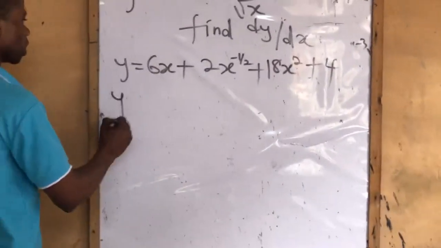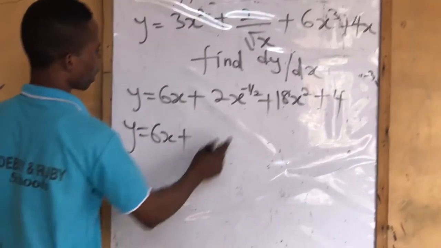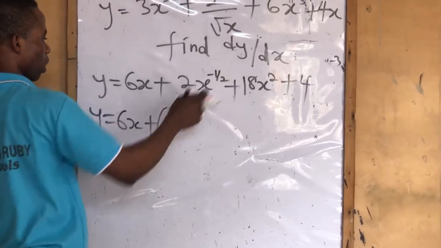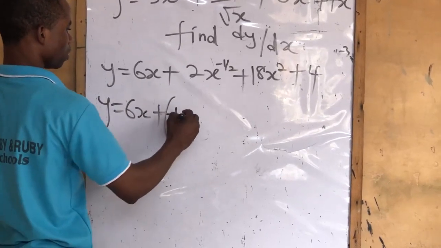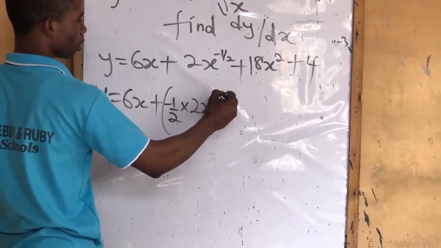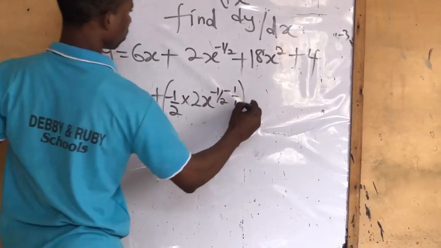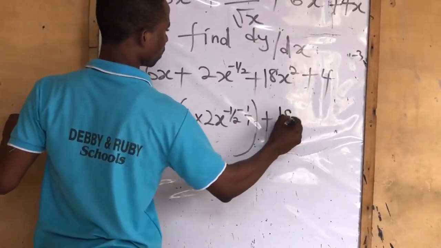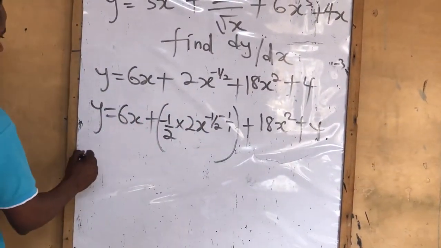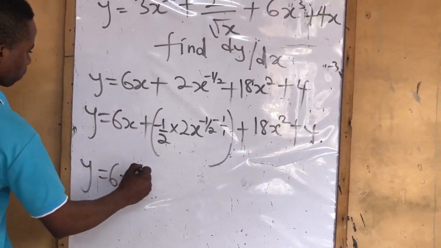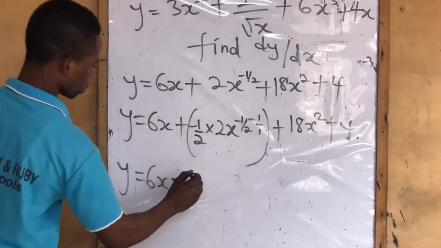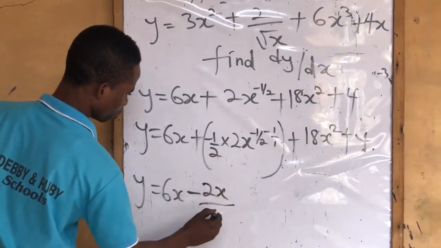So that means y equals 6x plus, now let us differentiate this because we have not differentiated this. Now put this inside the bracket. Bring minus 1 over 2 here, minus 1 over 2 multiplied by 2x is minus 1 over 2. Don't forget you remove 1. Minus 1 all over 1. Plus we have differentiated this, 18x squared, plus we have differentiated this, plus 4. So it becomes y equals 6x plus, plus times minus, minus. 1 times 2x, that is 2x all over 2.